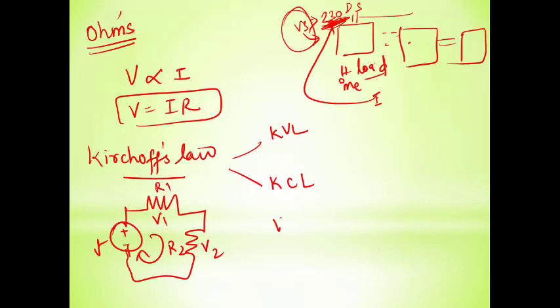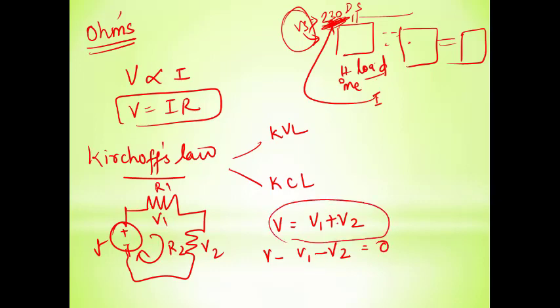I can say this applied voltage is equal to V1 plus V2. Or again, I can say V minus V1 minus V2, this is going to be a drop, will be equal to 0. This is said to be Kirchhoff voltage law. And coming back to Kirchhoff current law.